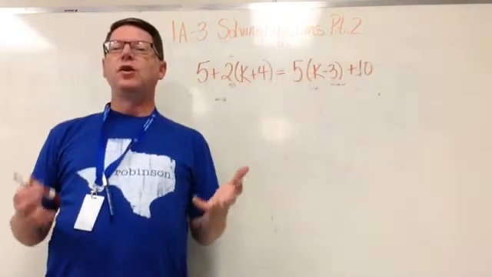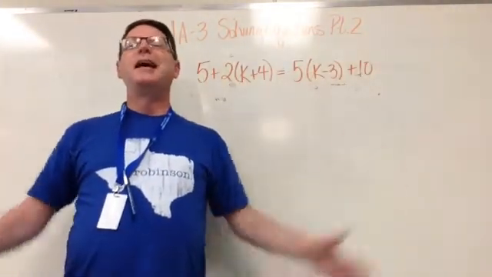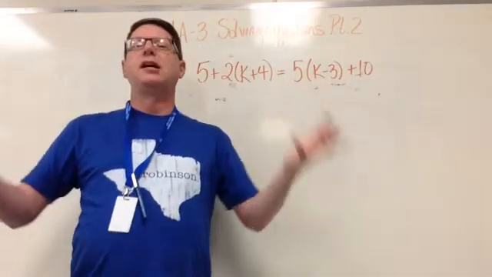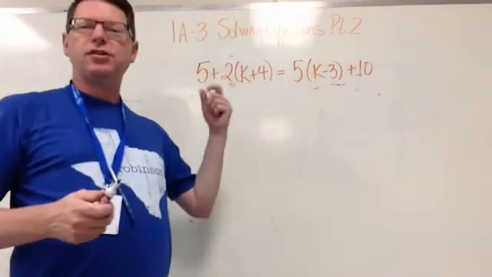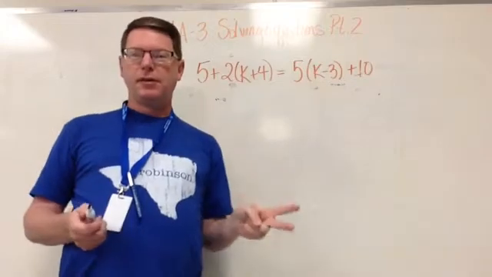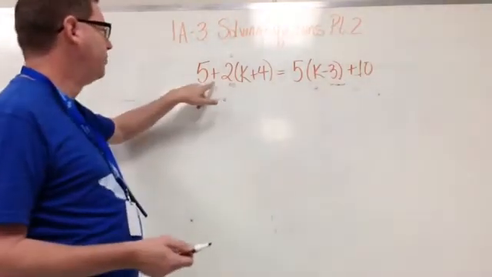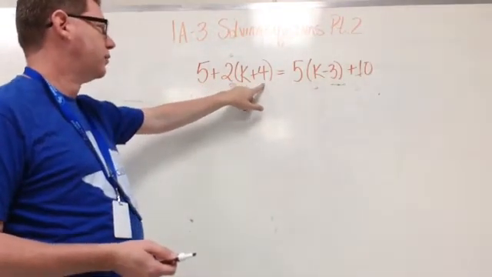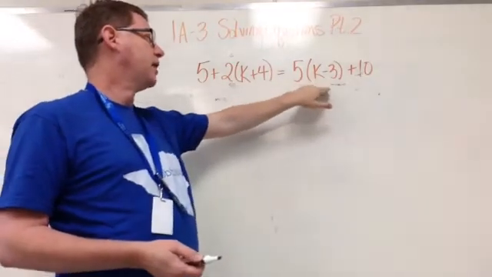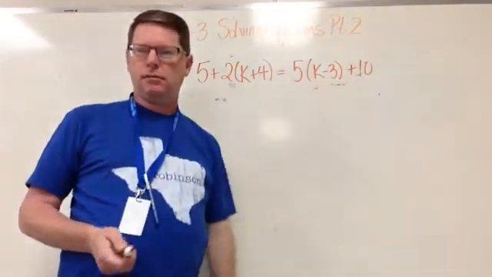So now we're going to do an equation that kind of adds everything that we've done in this chapter, okay? So I've got distributive property and I've got variables on both sides. So I have 5 plus 2 times the quantity of k plus 4 equals 5 times the quantity of k minus 3 plus 10, okay?